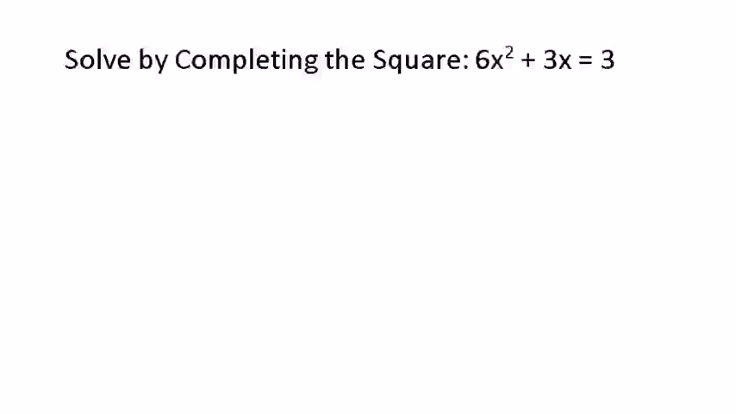So we are going to solve by completing the square. When we complete the square, we want the x terms on one side of the equation and the constant on the other, so that's good. We're all set up like that. We also just want 1x squared, not 6x squared, so let's divide both sides of the equation by 6.